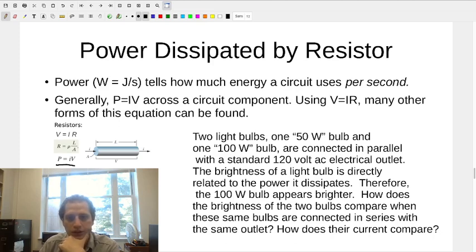The brightness of a light bulb is directly related to the power it dissipates. Therefore, the 100-watt bulb appears brighter. How does the brightness of the two bulbs compare when these same bulbs are connected in series with the same outlet? How does their current compare?